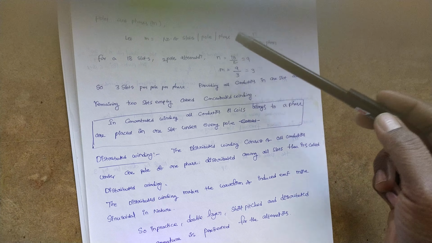నౌ వాట్ ఆర్ ద అనదర్ వైండింగ్స్? ఫ్రాక్షనల్ పిచ్ వైండింగ్, ఇంటెగ్రల్ స్లాట్ వైండింగ్, ఫ్రాక్షనల్ స్లాట్ వైండింగ్. అనదర్ టైప్స్ ఆఫ్ వైండింగ్స్. If m equal to an integer, then it is an integral slot winding.